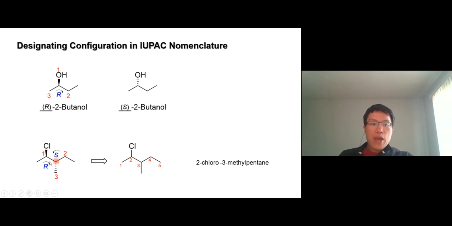Now what we got? So we have to add R and S into the name here. Okay, they're both going to be in parentheses, and you have to tell the position, to indicate where it is R, where it is S. Okay, let's say, so we got position 2 is R, position 3 is S, so we're going to go (2R, 3S)-2-chloro-3-methylpentane, right? It just says that at carbon 2 is an R configuration and carbon 3 is in an S configuration.